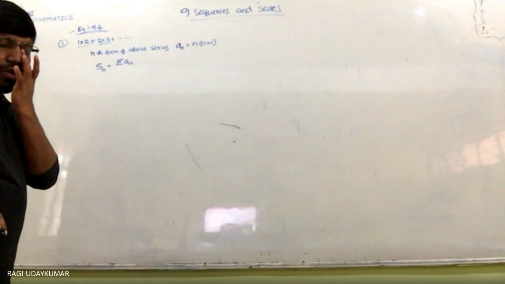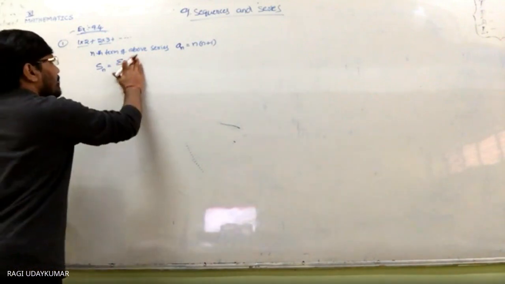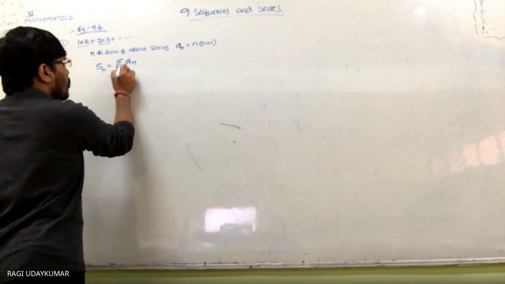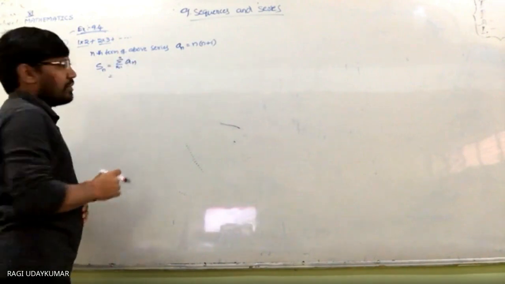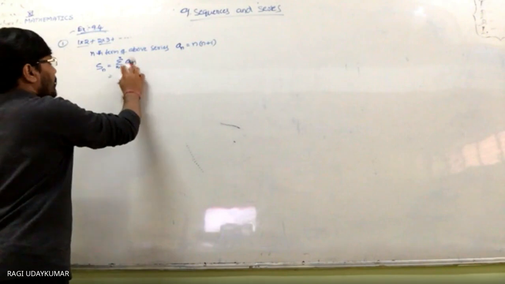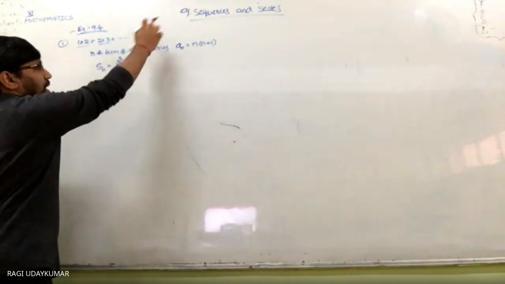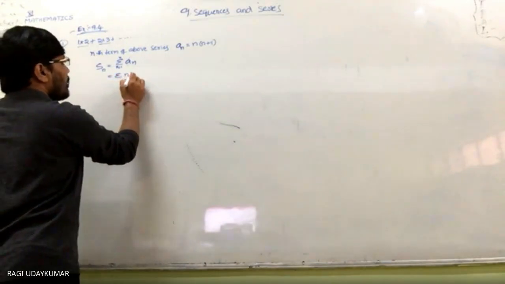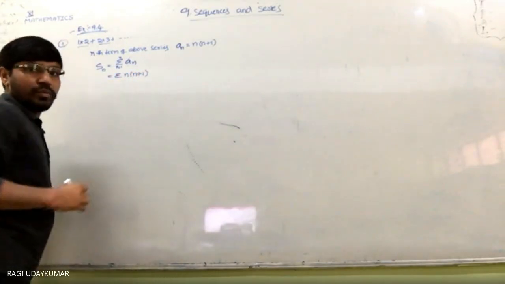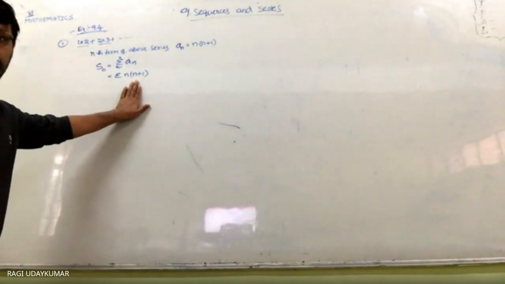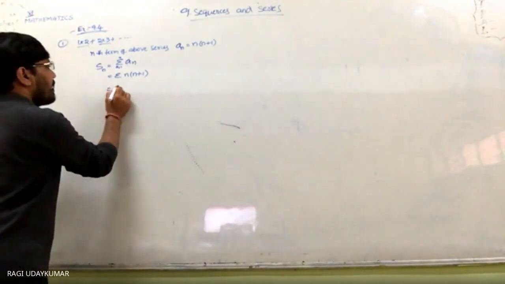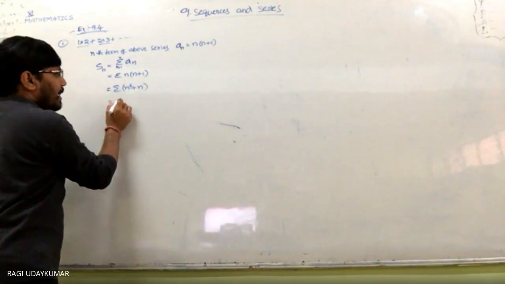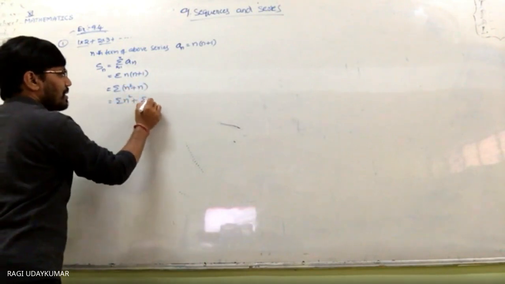If you replace the nth term by an, sigma an, here n goes from 1 to n. Substituting a1, a2, a3 and so on, you can write it as sigma n into n plus 1. Expand this, and what do you get? Sigma n square plus n. Sigma can be taken to the individual terms: sigma n square plus sigma n.